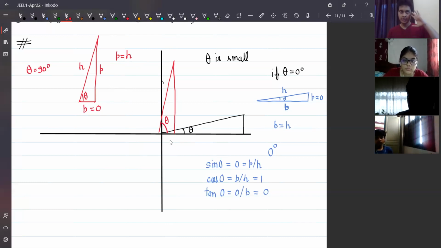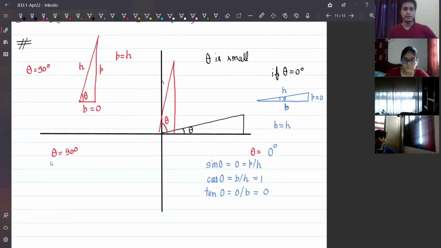That's a trick, no? So you have to imagine it clearly in your head, that is why sine 90 is equal to 1. From here, theta is 90 degrees. Here theta was 0 degrees. So we can write the ratios.